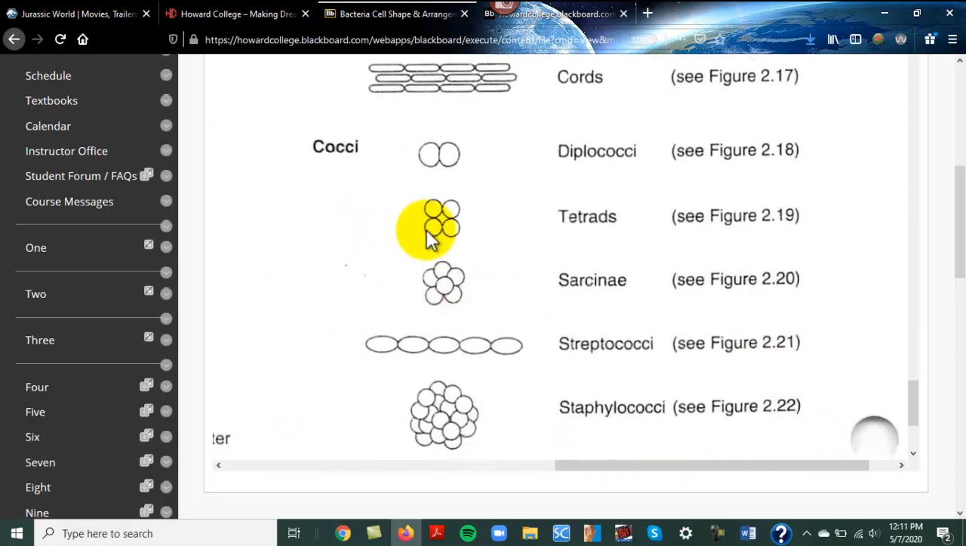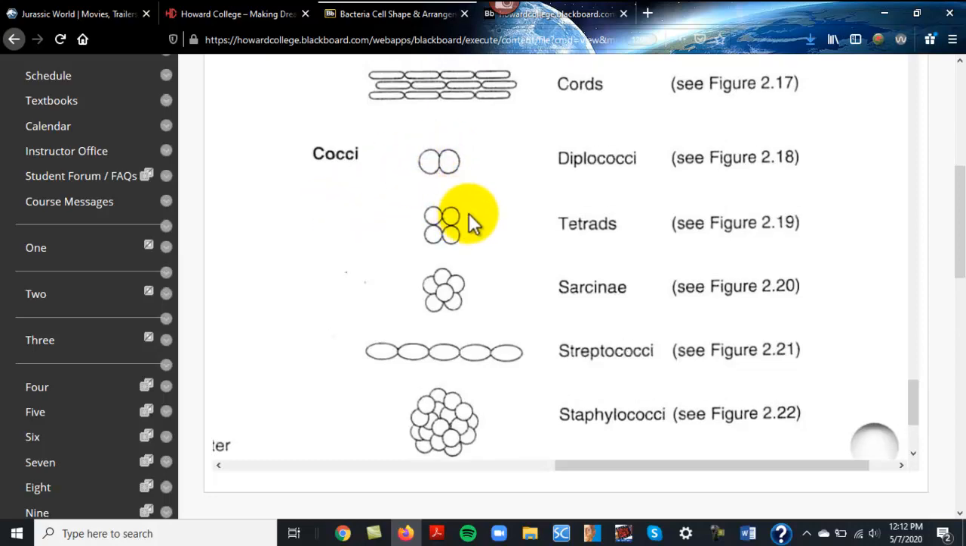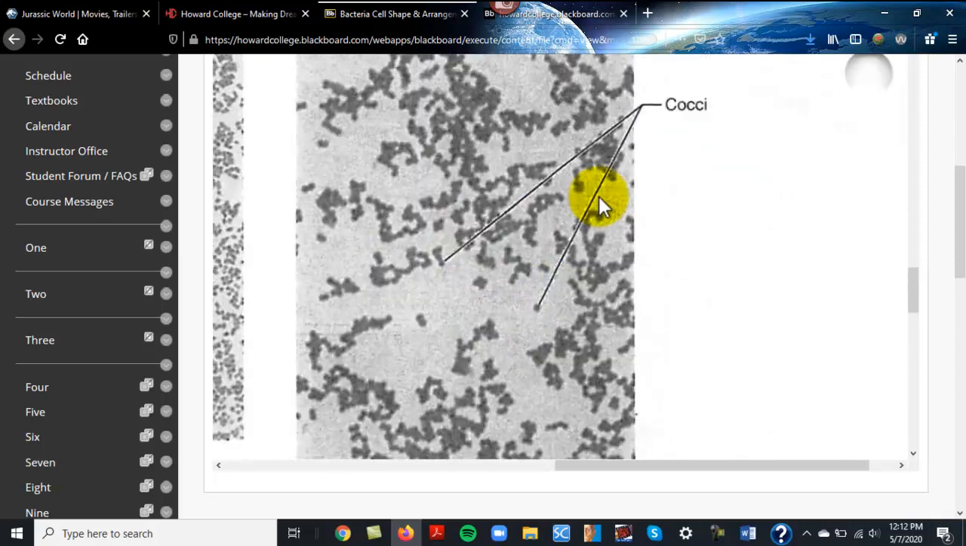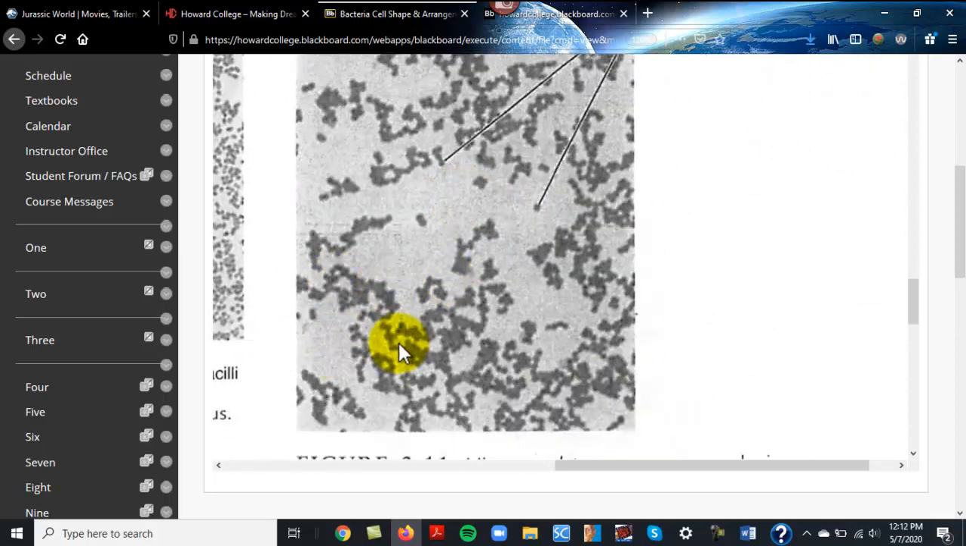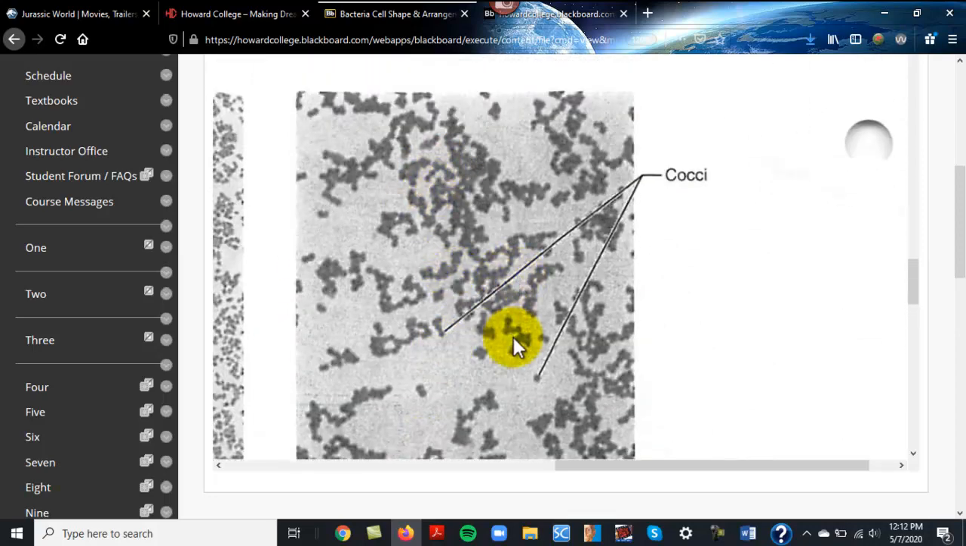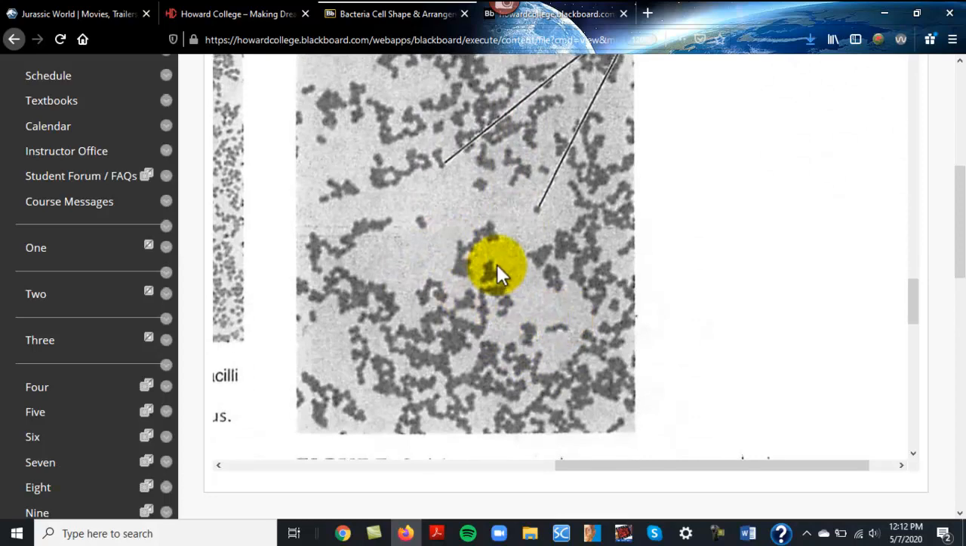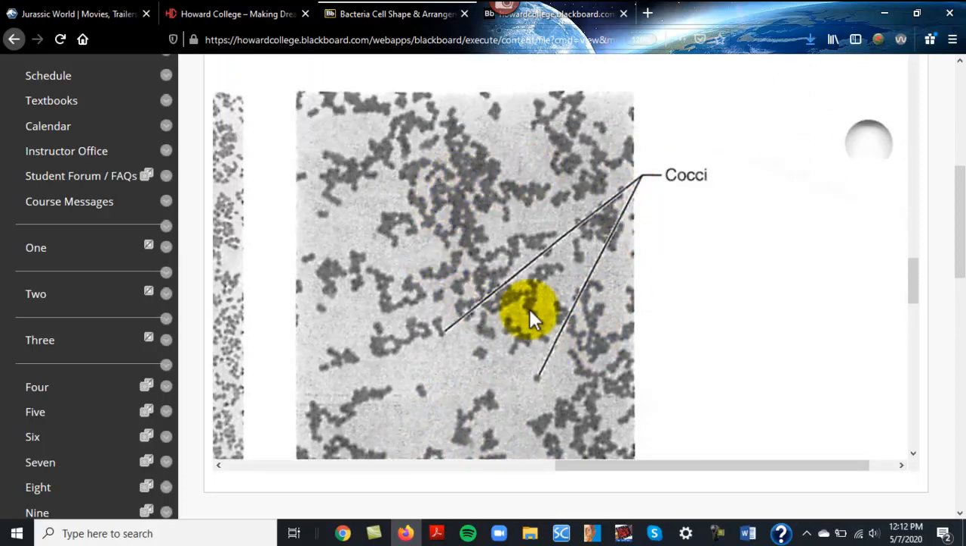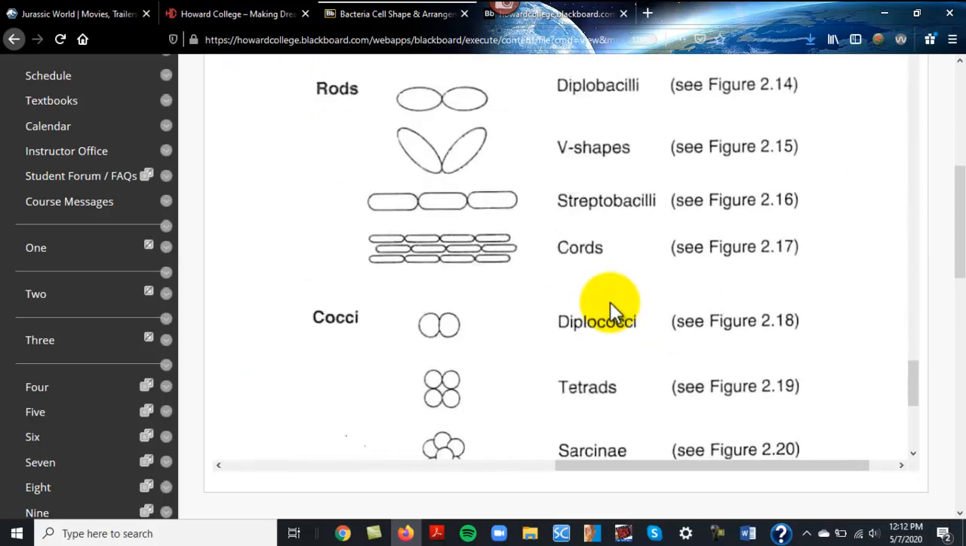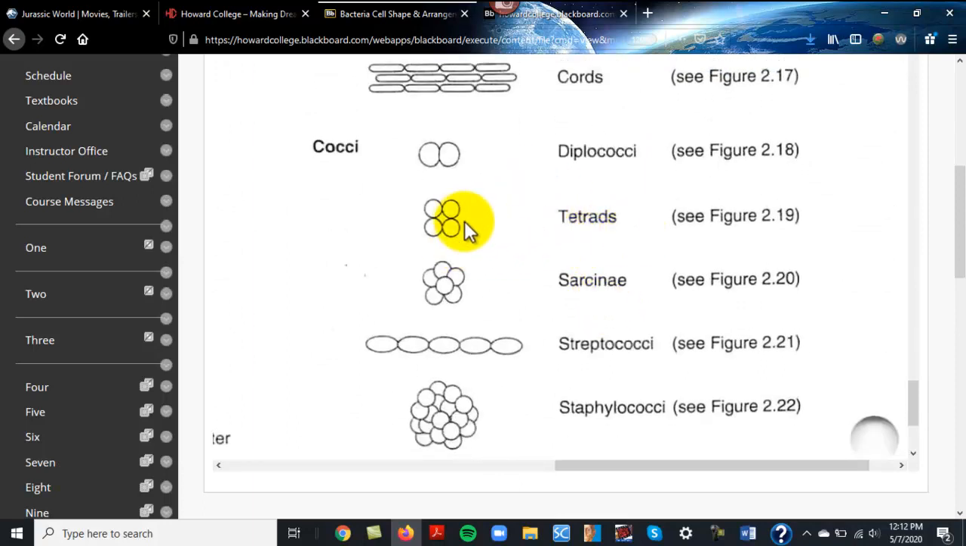If you start with Cocci, and I'll go through this with our diagram too, a diplococci is found in pairs. That means when you stain a slide and look at it under the microscope, you'd see a whole bunch of pairs. And this is supposed to be a slide you'd be looking at. You can see here, these don't look like pairs, they're more like groups. It's showing Cocci, but they're all kind of clustered together. Tetrads are groups of 4. Sarcinae are groups of 8, and they stay together. It depends on the species.